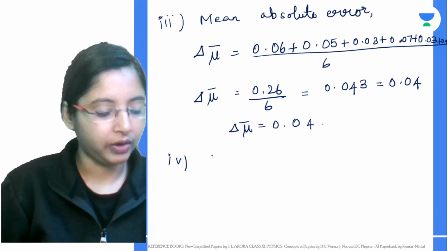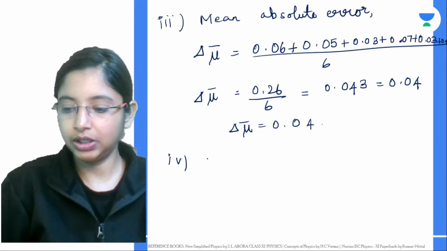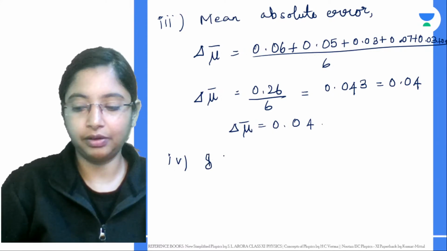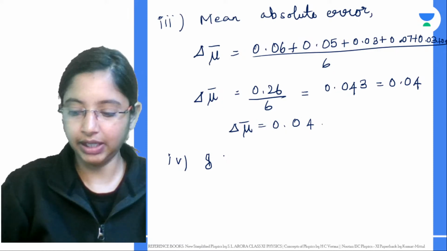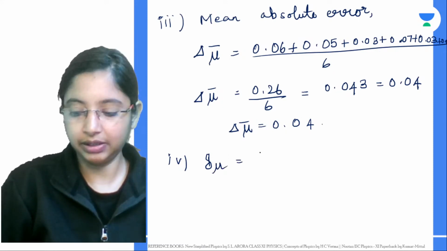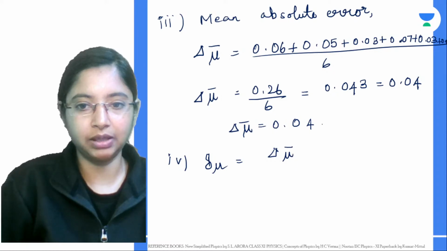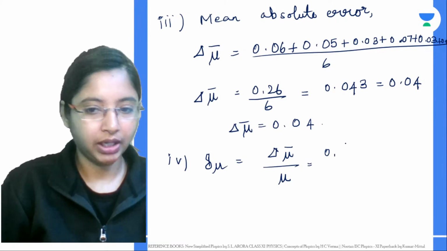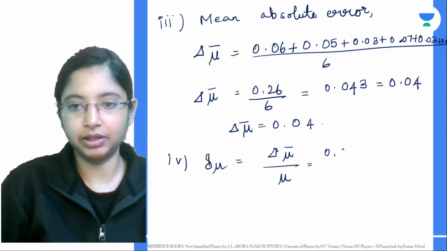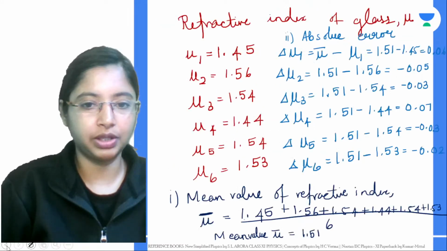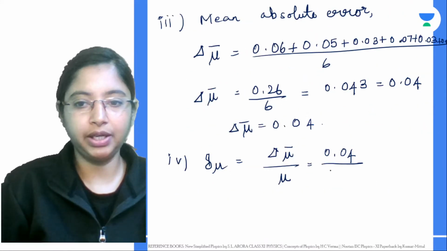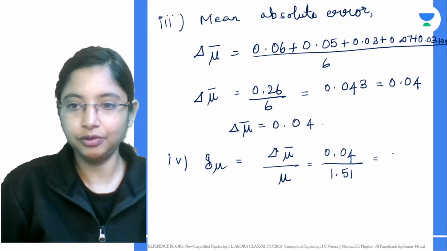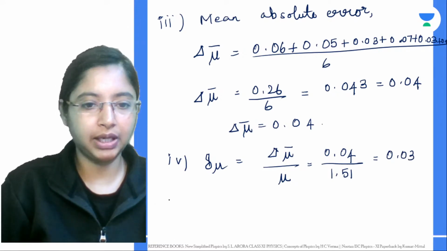Alright, now the next one we want to find, let's quickly finish this, is the fractional error. We saw this was basically our relative error, right? The relative error is given by delta mu bar divided by the true value. The mean absolute error is 0.04 and the true value we got was 1.51. So from here you will get around 0.03. I'm going to quickly go on finishing it.